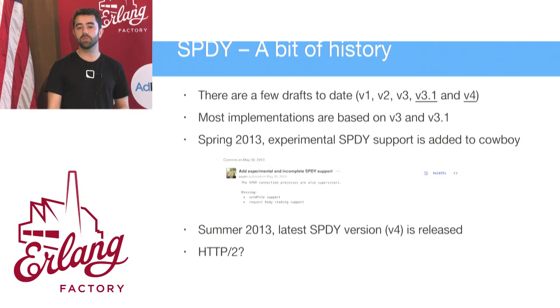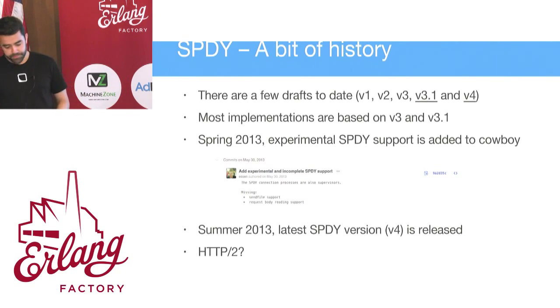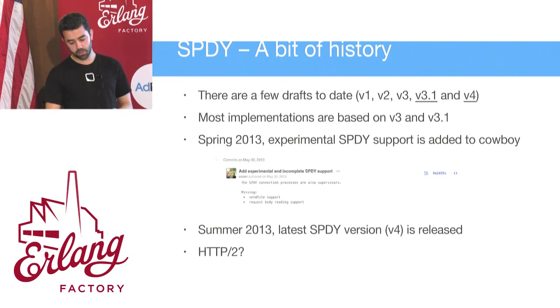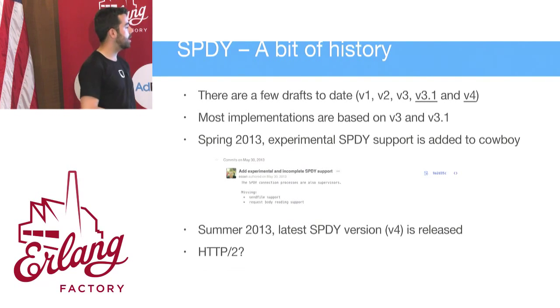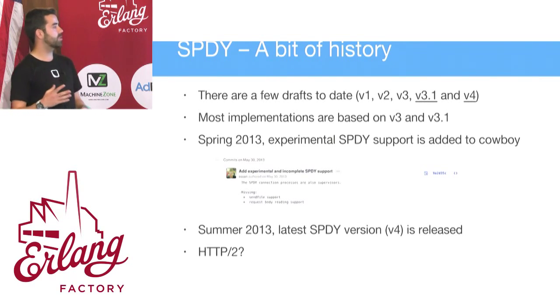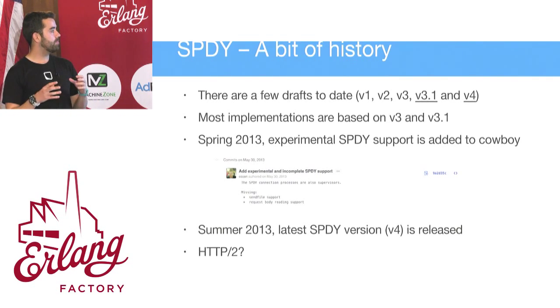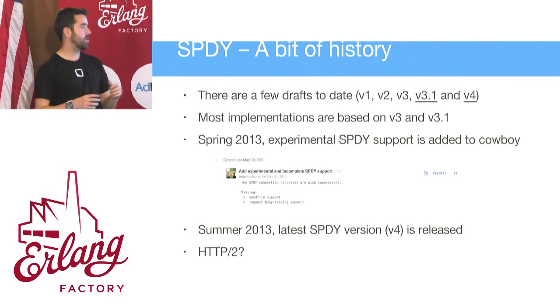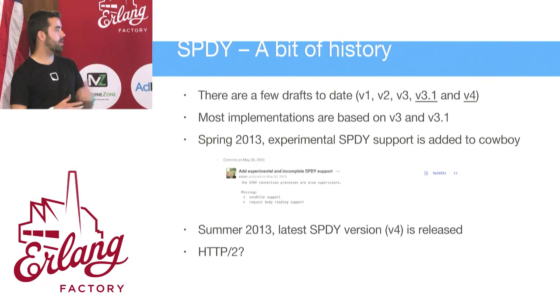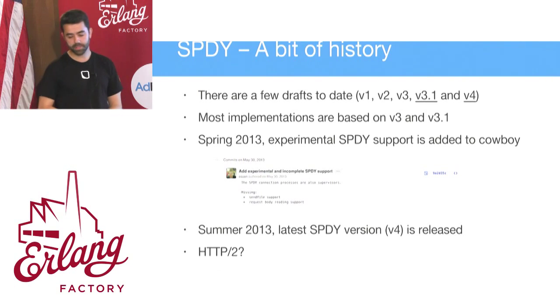A little bit of history about the protocol. Well, there have been a few drafts written. Everything started off in 2009, and then the second version came out, the third version, 3.1, and the latest, version 4, in summer 2013. SPDY, as I said, is an open networking protocol, and not all the versions are implemented everywhere. The most commonly implemented are 3 and 3.1. And today's most common browsers, Safari, Chrome, Firefox, are implementing those. And as we can see here, the Cowboy project added basic and experimental support in spring 2013. And we happened to take it from there.